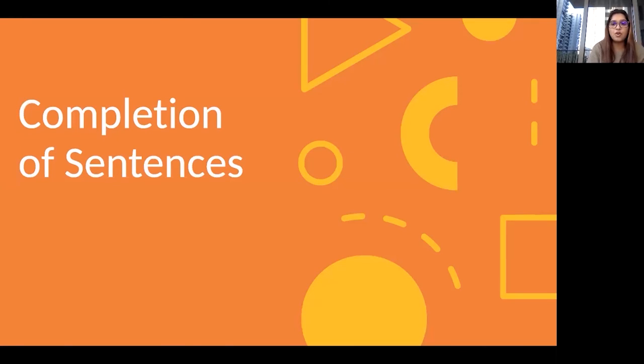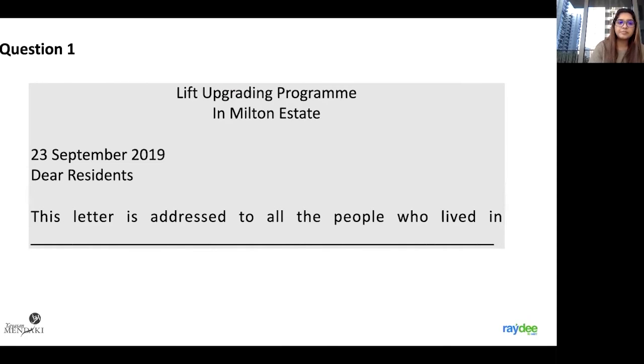And the next part of open-ended comprehension is completion of sentences. It's a whole new segment, but it's associated with open-ended comprehension as well. So completion of sentences would be something like this in an extract. Lift upgrading program in Milton Estate. 23 September 2019. Dear residents.